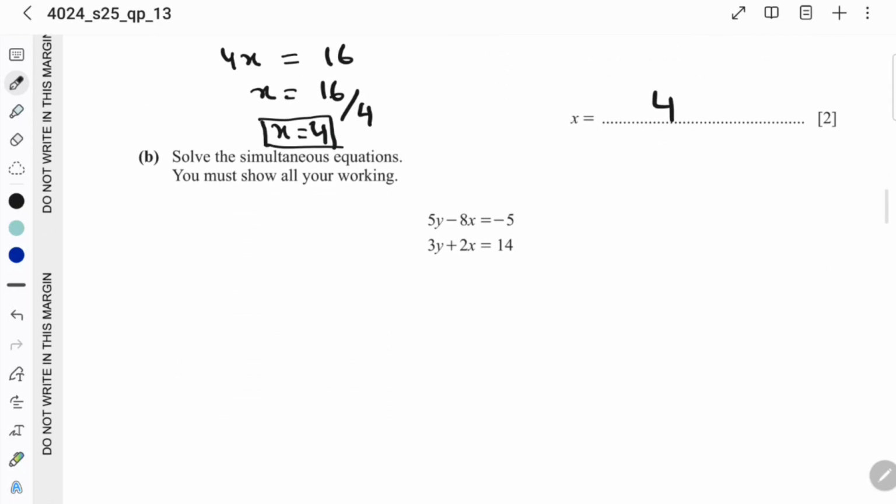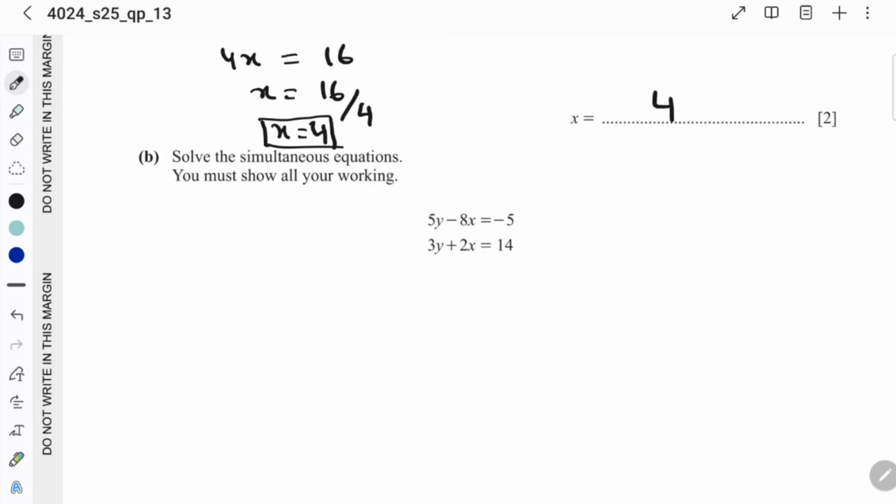In part B, you can see simultaneous equations. Solve the simultaneous equations. You must show all your working. You can do it by either the elimination or the substitution method. First we see if everything is arranged in order. Both y, both x, both constants, so it's okay. If one coefficient is 1 for any of the variables, then we can choose substitution, but here the elimination method is easier for you.